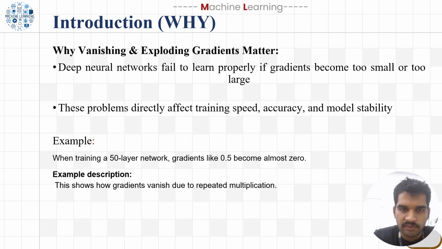Here is an example. When training a 50-layer neural network, a gradient like 0.5 becomes almost 0. This shows the gradient vanishes due to multiple repeated multiplications.